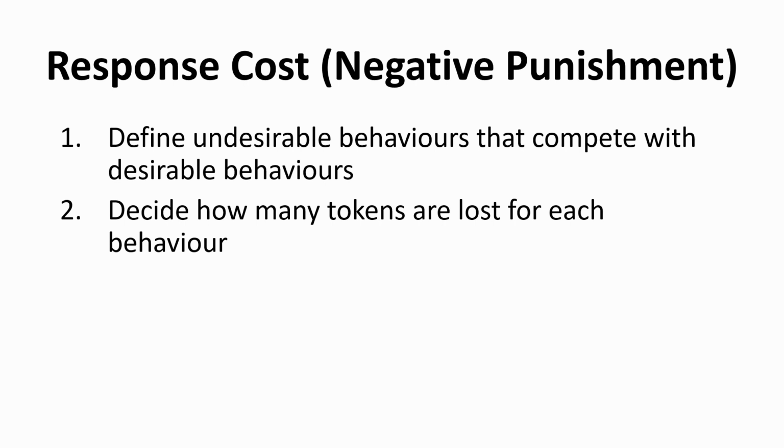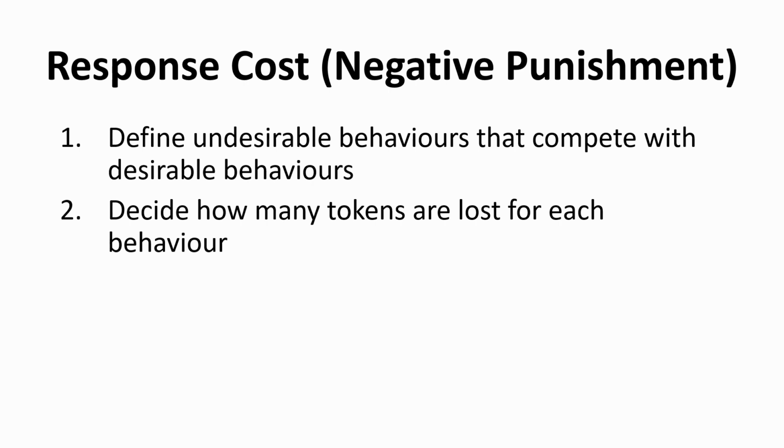But if you do want to start trying to reduce the occurrence of bad behaviors, then you're going to want to go through these steps as well. So, of course, you start off by defining those undesirable behaviors that compete with your desirable behaviors. So, if you're trying to exercise more, then maybe an undesirable behavior would be sitting still for too long or not going out or something like that. So, you could identify behaviors that are competing with the thing that you want to do.